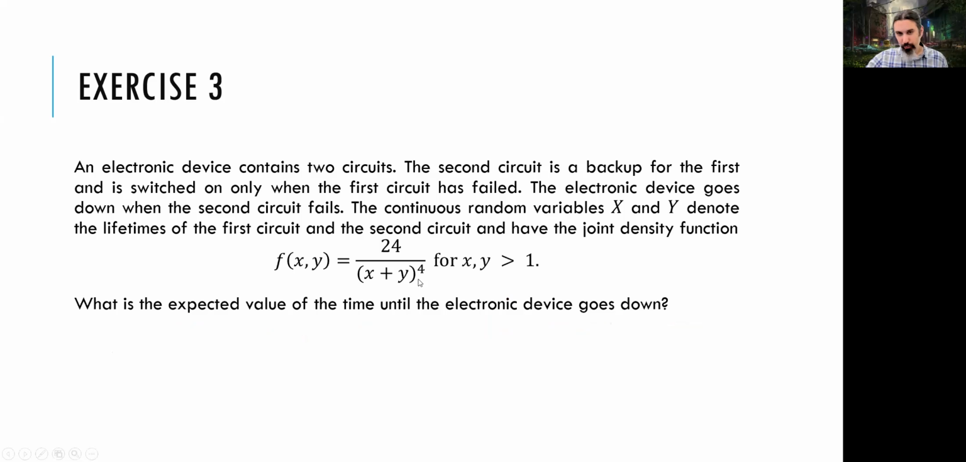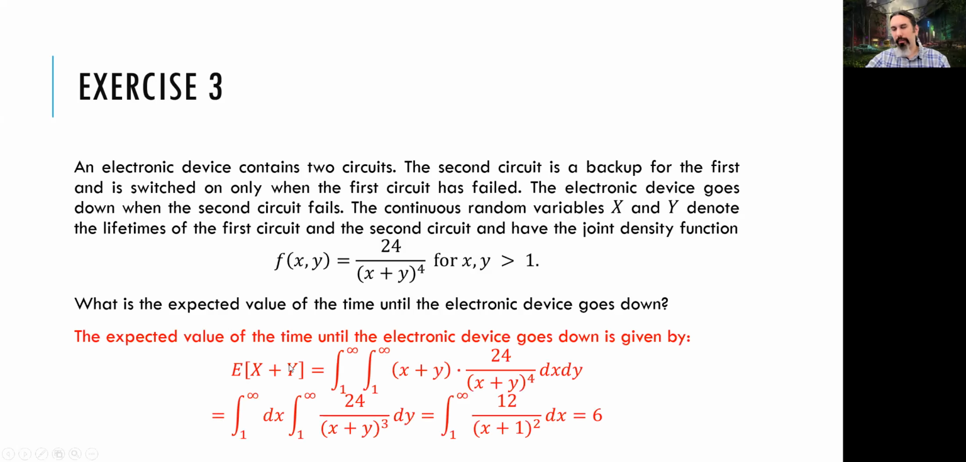Now, we have two random variables x and y, and they denote the lifetimes of the first and second circuit separately, and the lifetime of the device takes both of them together, which is x plus y. The lifetime of the device is going to be x plus y, because the second circuit only starts its lifetime after the first one is dead. So x plus y is our total lifetime, and it's asking us for the expected value of x plus y.